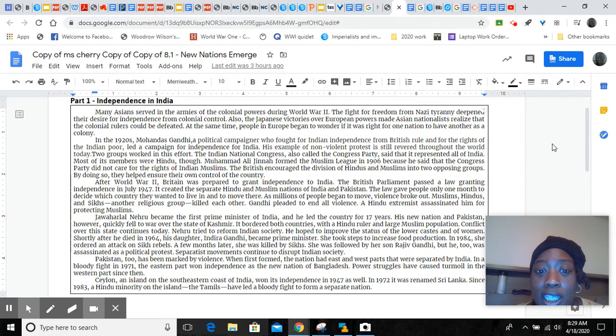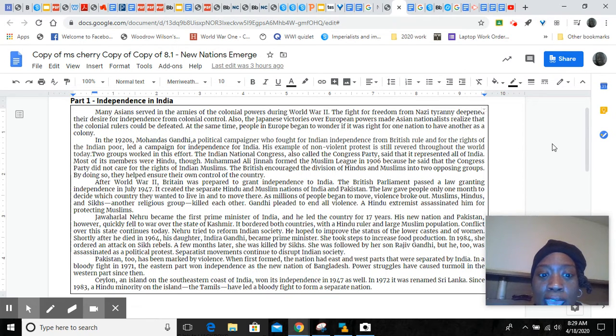Back to the passage. His example of nonviolent protest is still revered throughout the world today. So he led a bunch of nonviolent protests, and people still look at it throughout the world today. So they still respect it. Back to the passage. Two groups worked in this effort. So two groups worked for Indian independence and to help the Indian poor.